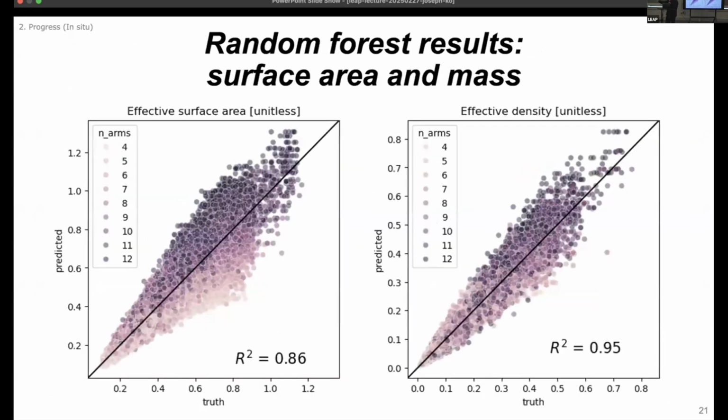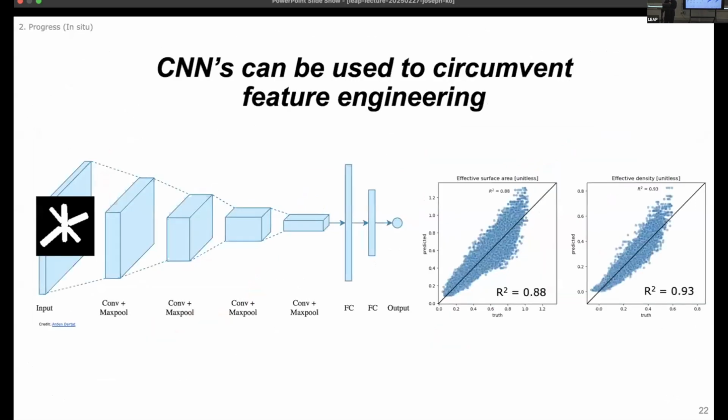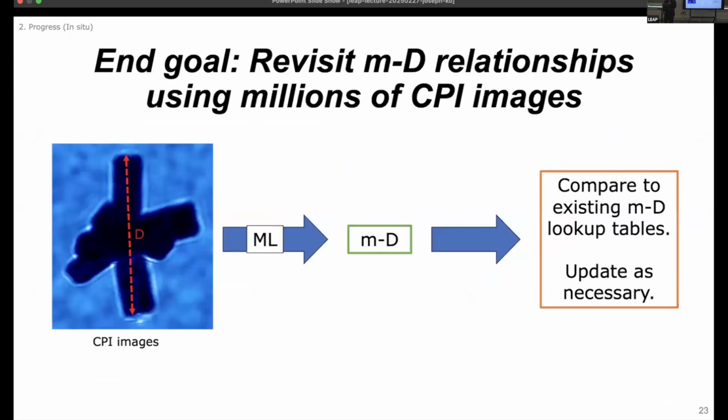Just to illustrate that this works for surface area and mass, respectively on the left and right, we had some pretty good performance. And of course, you can do this with a convolutional neural network, so you can circumvent this feature engineering step. To wrap this up, I'm writing a paper on this right now.